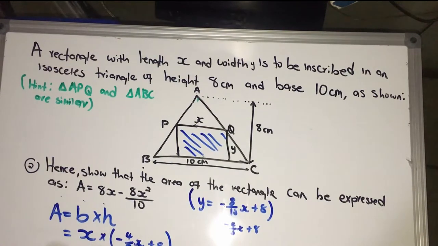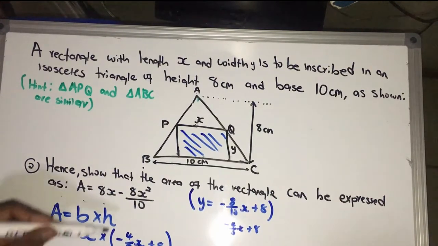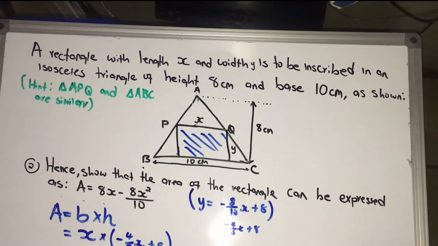So I have minus 4 over 5 x squared, and then plus 8x. Okay, I could solve it exactly this way, but I want to solve it exactly with the other form.